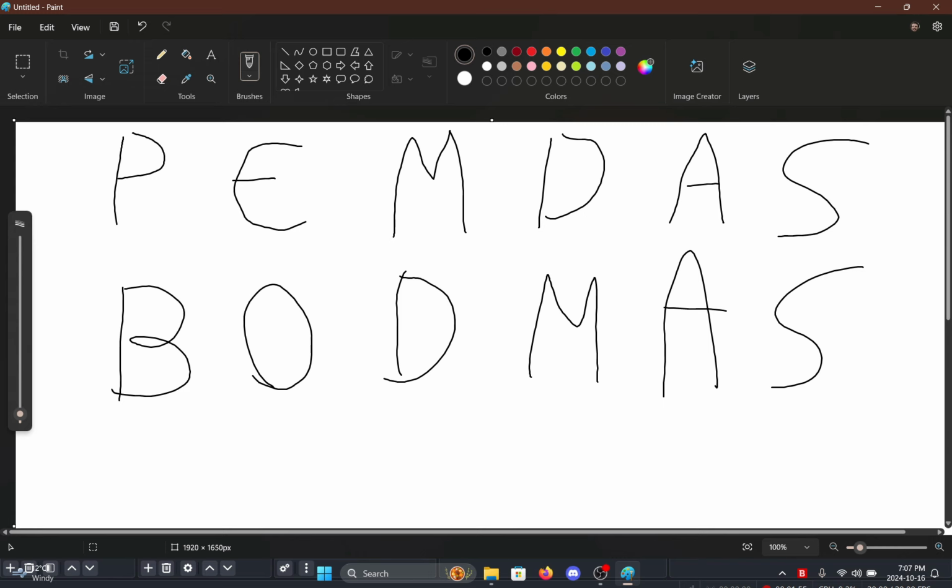BODMAS, brackets, parentheses, in mathematics, same thing. Order of powers, because apparently whoever came up with that acronym thought exponents was somehow complicated. But they're the same thing either way. And this is the part where a lot of people get it mixed up. PEMDAS says multiplication, division. BODMAS says division, multiplication. And of course, addition and subtraction are in the same order.